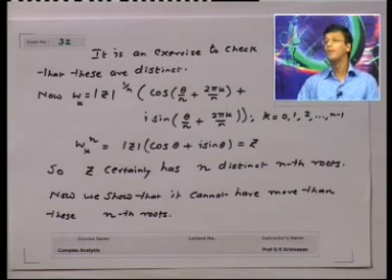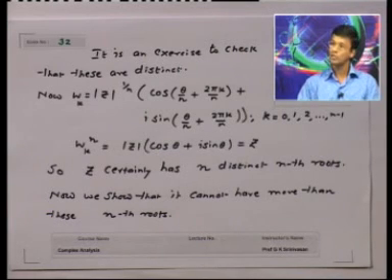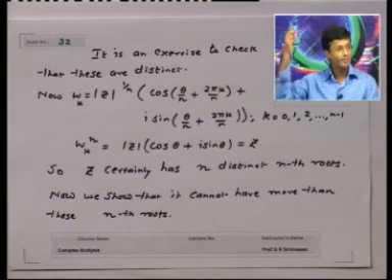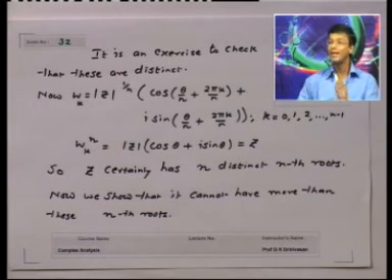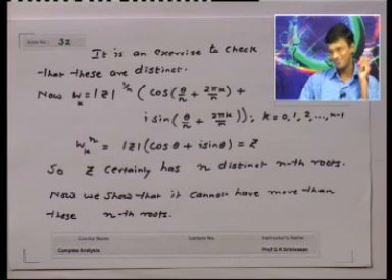the simple argument would be the following. Look at the function f of x equal to x to the power n. Is it a continuous function? It is a polynomial, so it is continuous. What is f of 0? 0. What happens to f of x as x tends to infinity? It tends to infinity. What does the intermediate value theorem tell you?